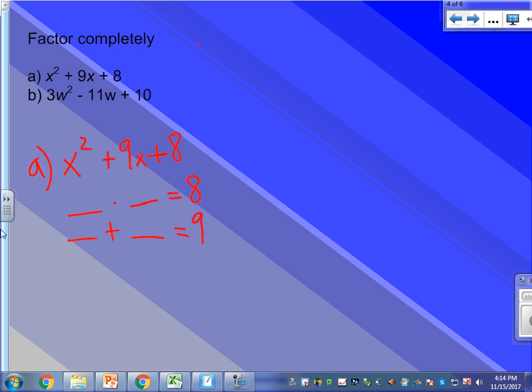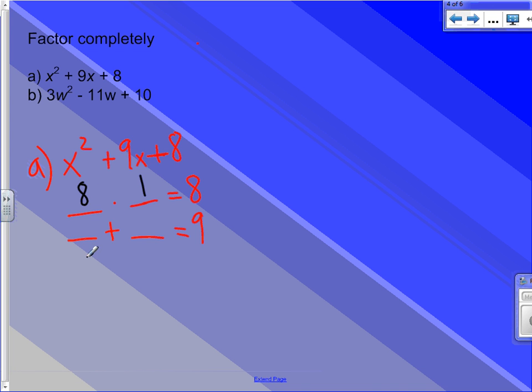8 and 1. 8 times 1. Okay, our x squared is going to break up as x and x. Each parenthesis gets its own x. So think of x squared as being two people who are married. They get a divorce, now they're living in separate apartments or separate houses.